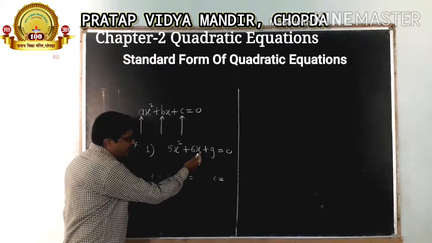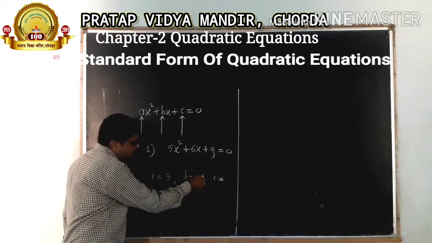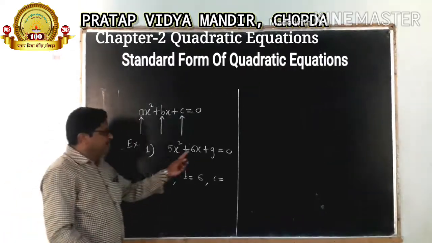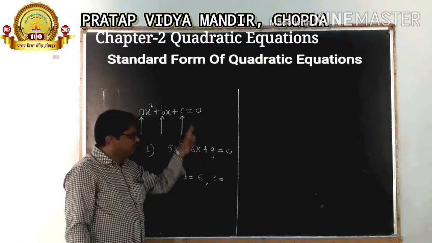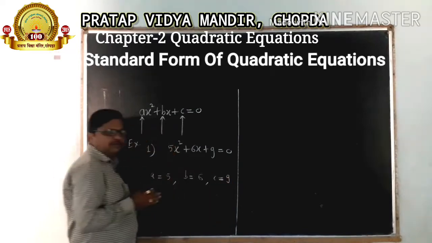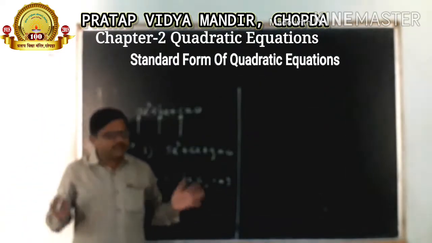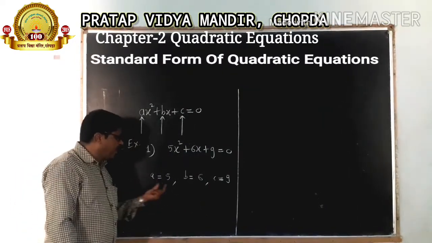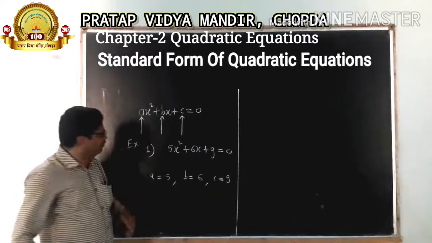The coefficient of x is b. Then what is the value of b? In this equation it is 6. Similarly, the remaining third term is the value of c. So here in this equation the value of c is 9. This is a standard form of a quadratic equation, and in this way we can find out the values of a, b and c. We can take one more example.